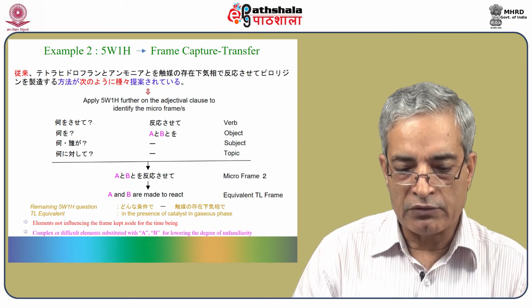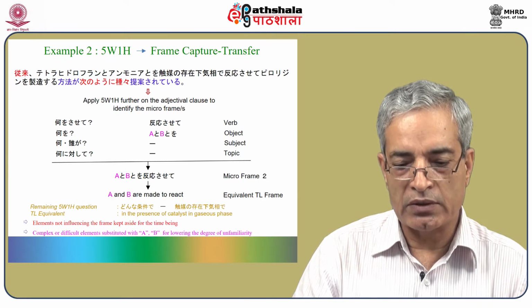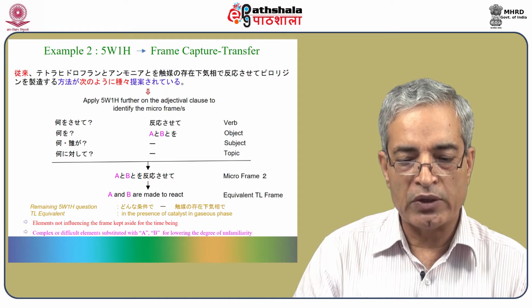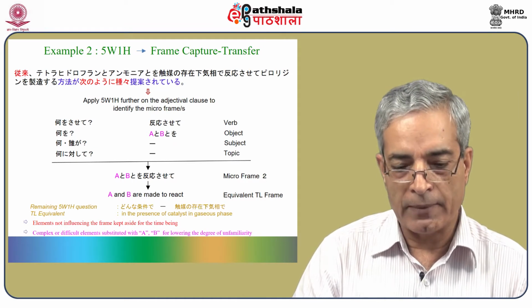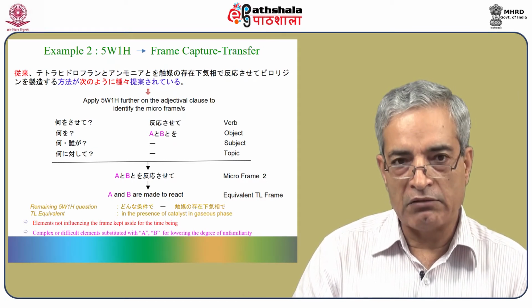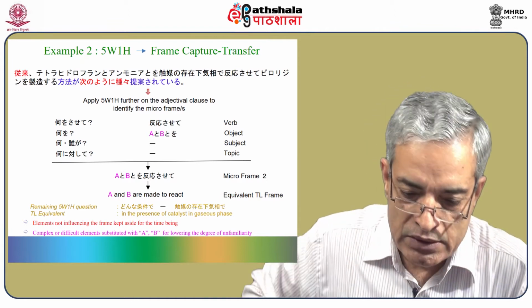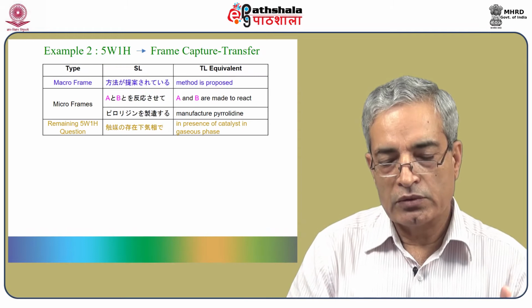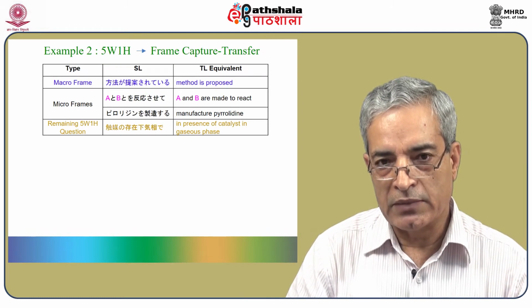The remaining 5W1H question is donna joken de, and there is one condition here, shokubai no sonzai ka kisode, and the target equivalent for this particular condition is in the presence of catalyst in gaseous phase. Now let's sum up the micro and macro frame.